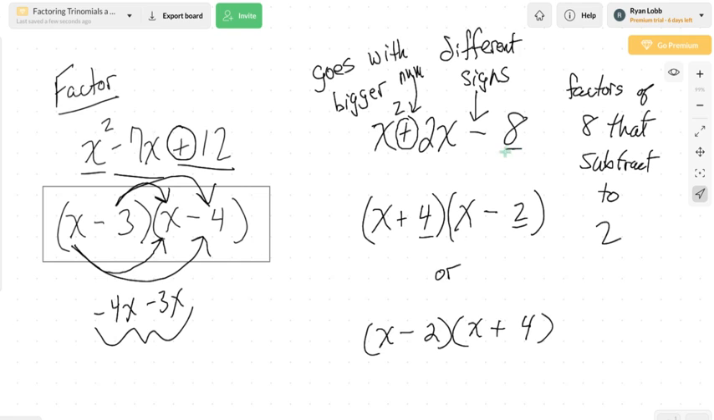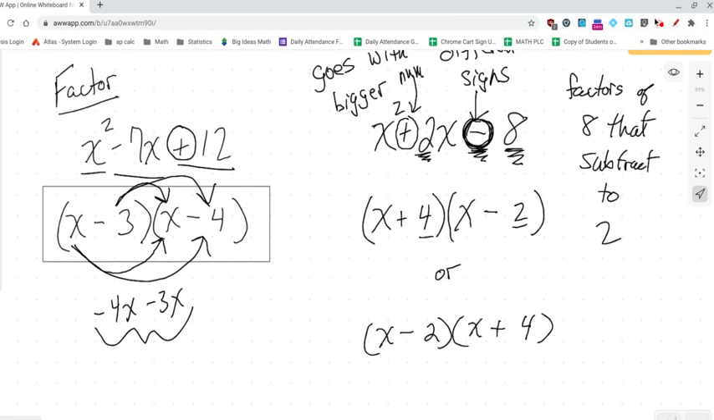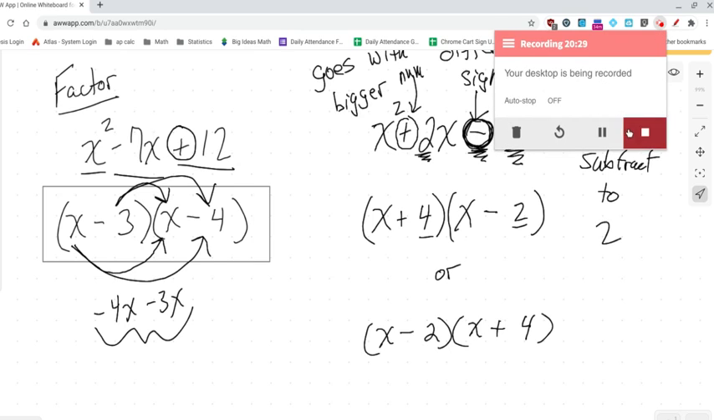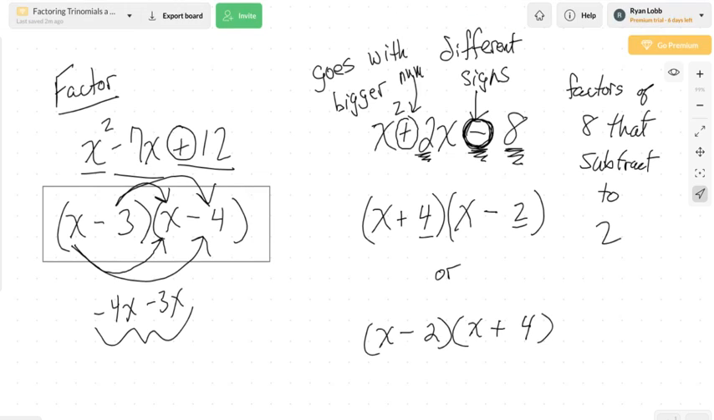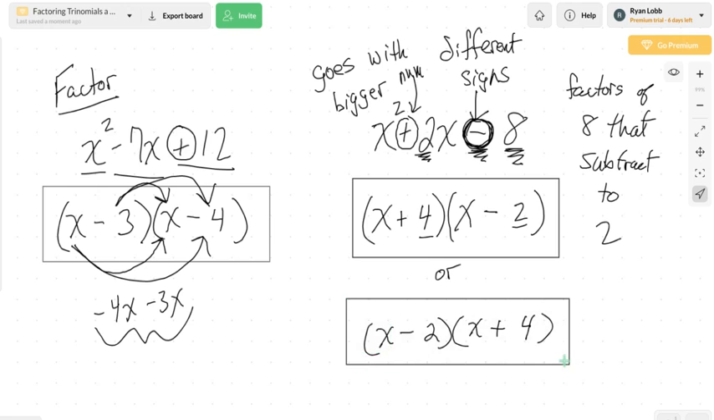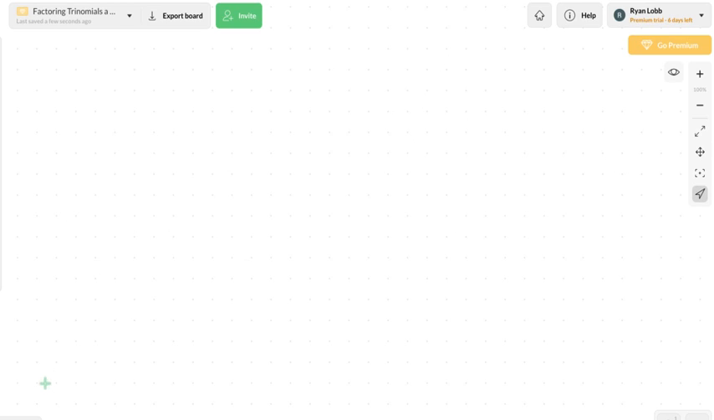Kind of start the same way. Factors of 8 that subtract to 2. Put them in there. Then you got to say, all right, what's this mean? Well, if it's a minus here with your constant, signs are different. So here we have, then we're done with this one. Either that one or that one, they're the same. So there's that first one. Now let's go over to the next one. We'll do another one of those.